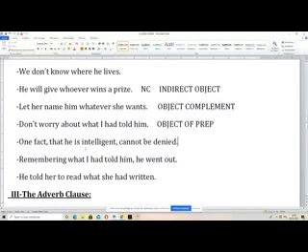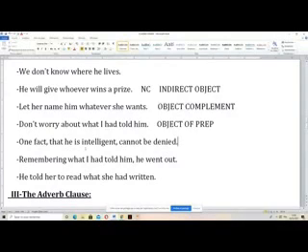Yes, who can read this sentence, please? "Remembering what I had told him, he went out." So the noun clause is what I had told him.